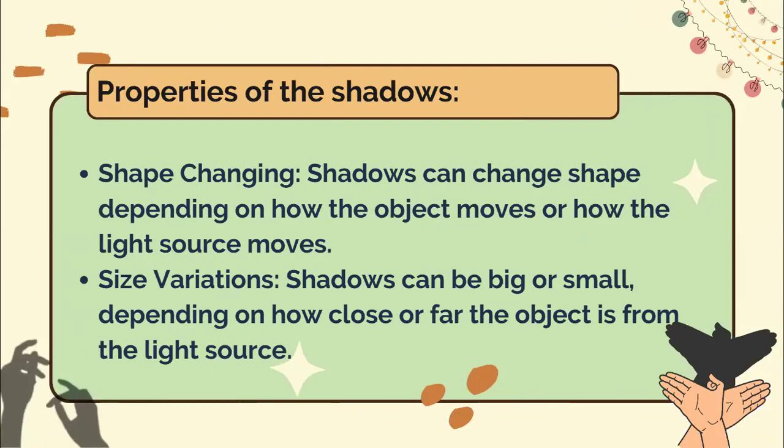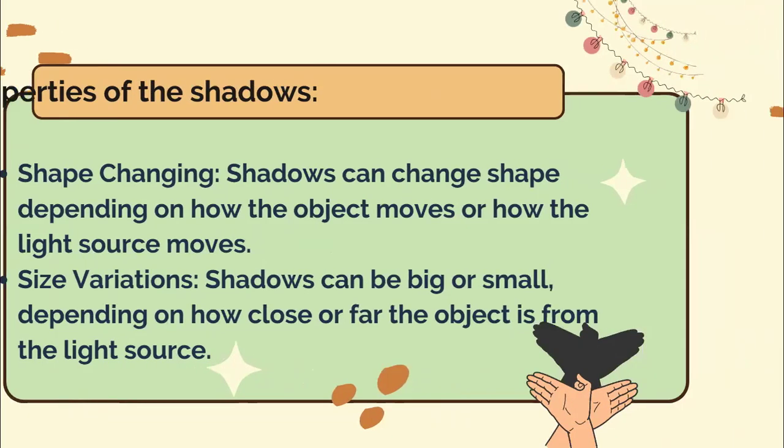Properties of shadows. Shape changing. Shadows can change shape depending on how the object moves or how the light source moves. Size variations. Shadows can be big or small depending on how close or far the object is from the light source. If it's close, then the shadow will be big, and if it's far, the shadow will be small.